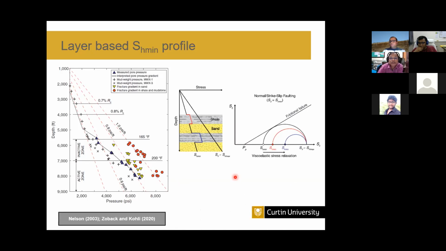Further, Jovak and Kohli also demonstrate through a cartoon diagram, and we also see a similar scenario here. If we have a sand layer sandwiched between two shales, because of this viscoelastic relaxation approach, the stress magnitude, which is considered anisotropic in nature, meaning there should be a difference between the maximum principal stress and the vertical, actually becomes isotropic.